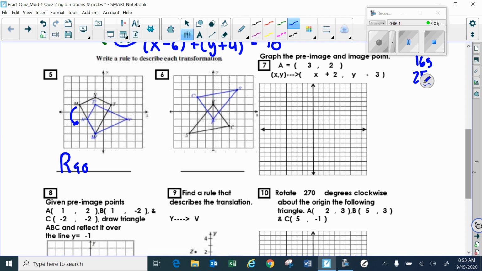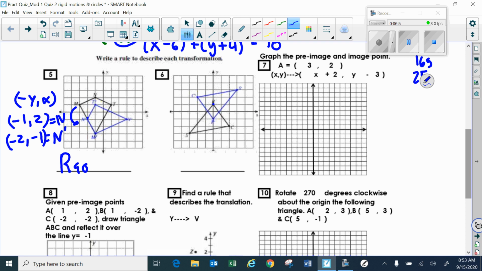But let's say you still weren't confident. If you remember your rule for a rotation of 90 degrees, which is negative y, x, I could test a point and see if it works out. So N, for example, that's at negative 1, 2. This is N. That means N prime would be at negative 2, negative 1. Well, is that where N prime is? Negative 2, negative 1. Yes, it is. It's right there at that point. So we just showed that it's a rotation of 90 degrees. You could do that with all the points, but you should be able to easily see that's a rotation of 90. Okay, here, number 6.